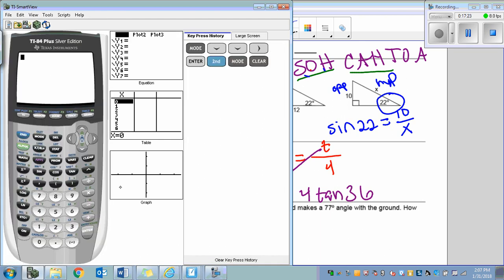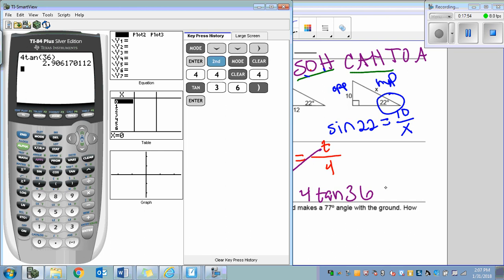So I need 4 tangent of 36, which means 4 times tangent, this is tangent, sine, cosine, tangent, and then 36, and your parentheses, and then press enter. Now remember, you can never multiply 4 times 36. It's not tangent times 36, it's tangent of 36 degrees. So that's not something we're ever going to be able to multiply by another number like the 4, okay?